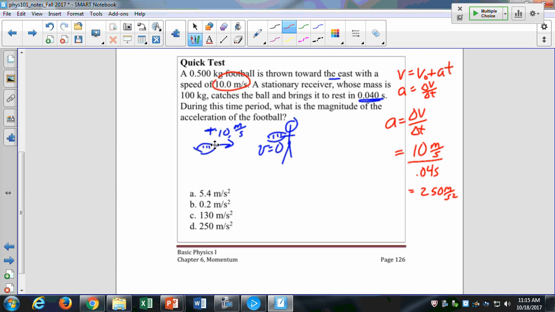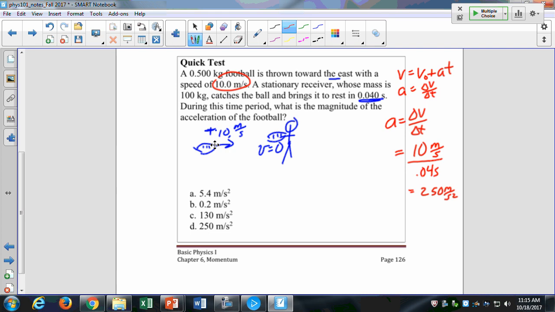Actually, the sign for the acceleration is going to be negative because the object is traveling in the positive direction and it's slowing down, so the acceleration is going to be opposite the direction of the velocity.